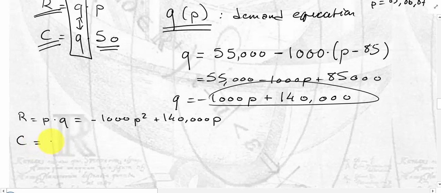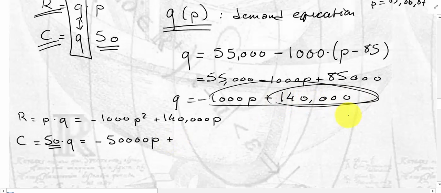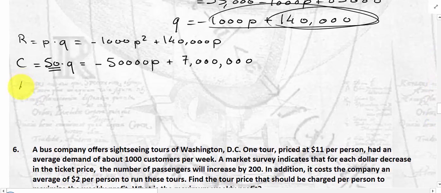What's the cost? The cost is 50 times Q. The cost is fixed for every shoe. I need to pay $50 to make them, so it is 50 times this. So it is negative 50,000 P plus, and if you multiply this by 50, you will find 7 million. 7 million right here. All right. So let's get the profit now. The profit is R minus C.